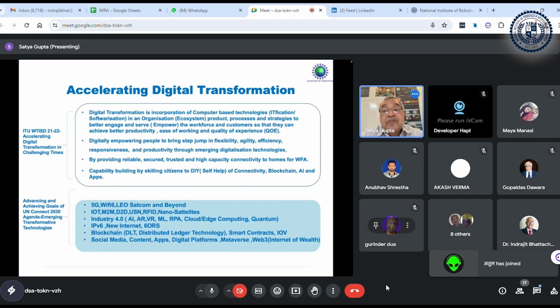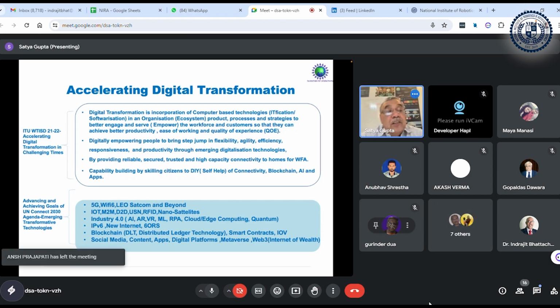And there are so many things, but in the same theme, the ITU also mentioned the UN Connect 2030 agenda, because 2030 is the year when 6G will come. Actually 6G will become a reality, and for that the UN itself has come out with the UN Connect 2030 agenda, which talks about emerging transformative technologies, and we know all of them, and blockchain of course is one of them. What are those emerging transformative technologies?